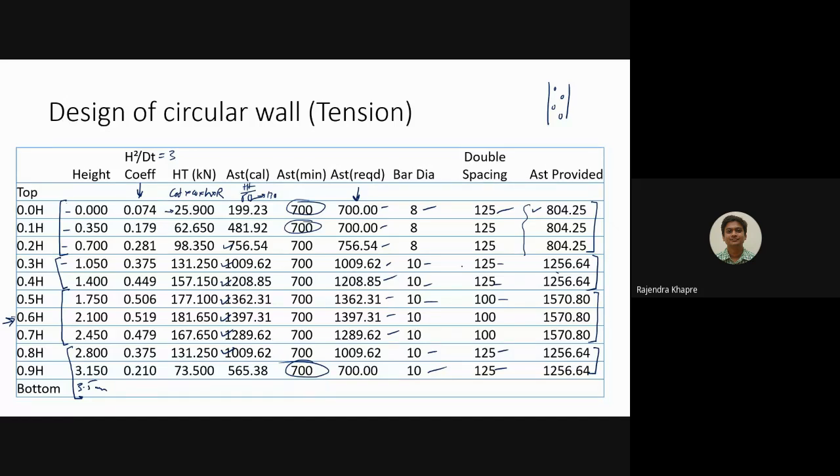Since the thickness of the wall is greater, that is 200 mm, we can provide the AST on both the walls, and then we have to provide the spacing alternately. Okay. So I hope this is understood to everybody.